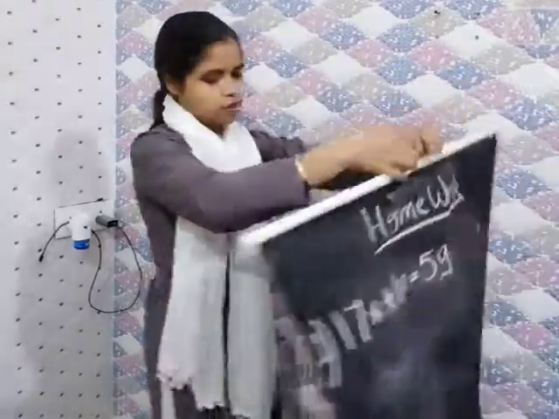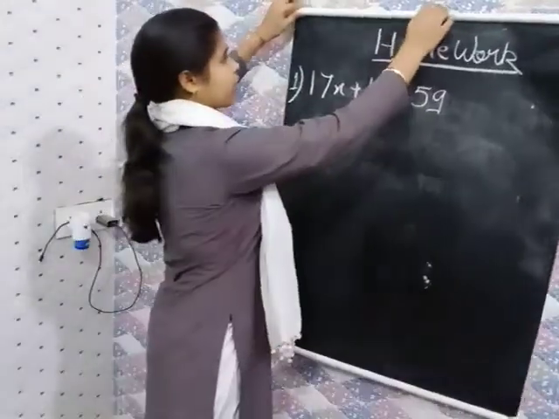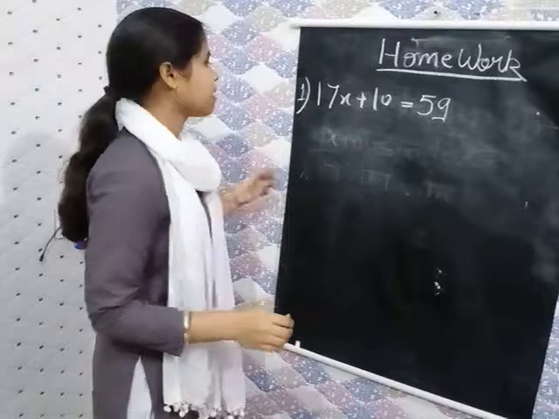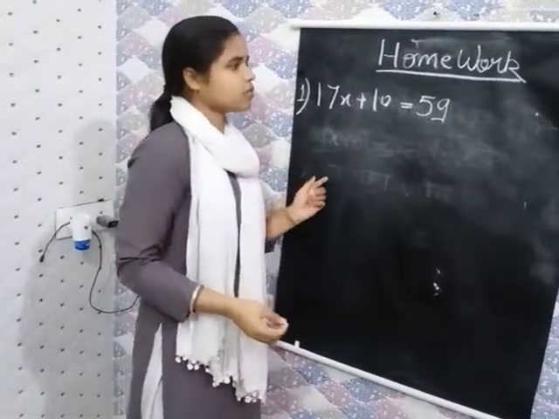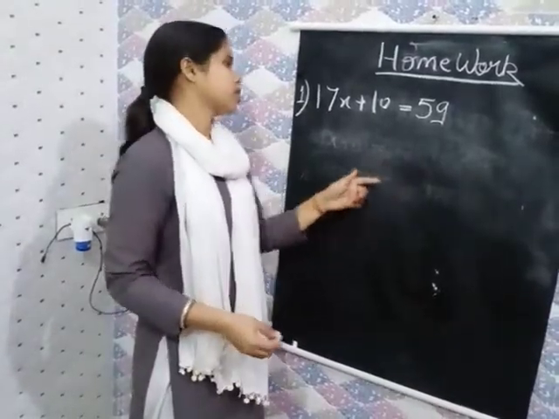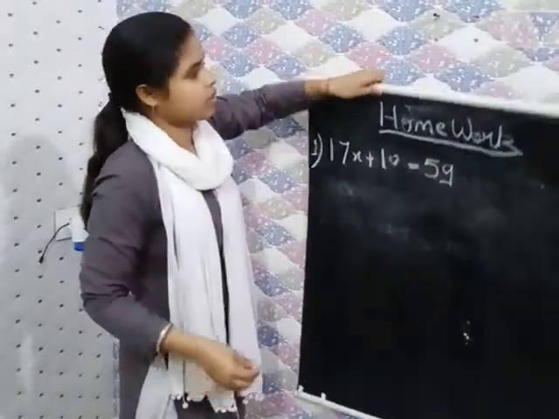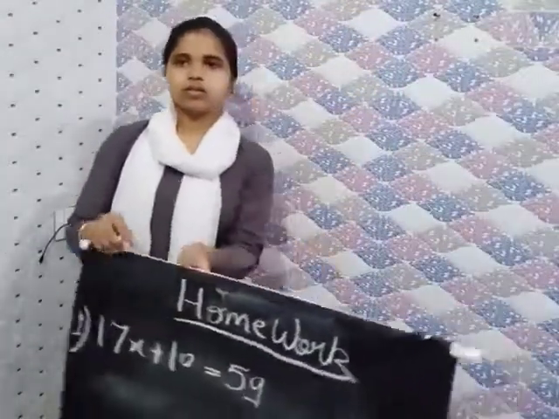Now students, open your diary and note down the homework. Your homework is 17x plus 10 is equal to 59. Solve. Okay, thank you class.